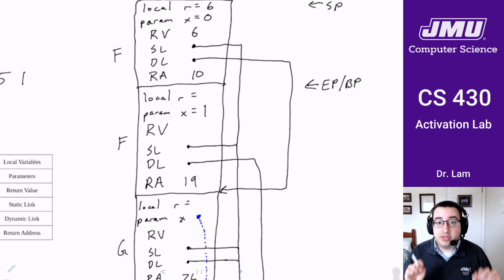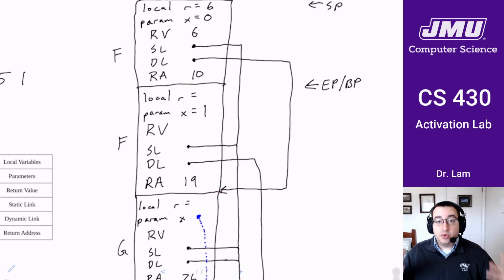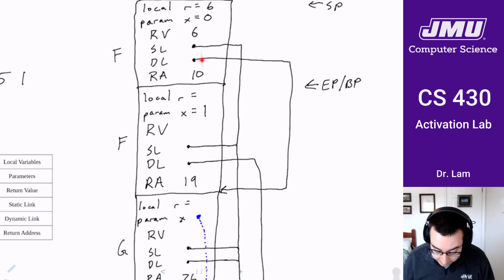You'll notice that this was a statically scoped language, which means we didn't use the dynamic links in order to do name resolution, but they are still useful because they allow us to restore the old base pointer when a function returns. So the old base pointer is essentially the dynamic link.